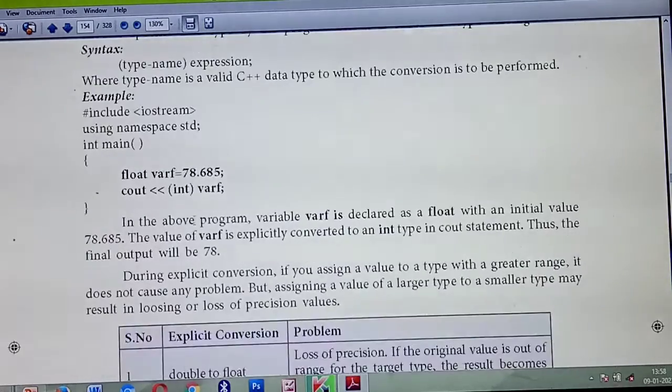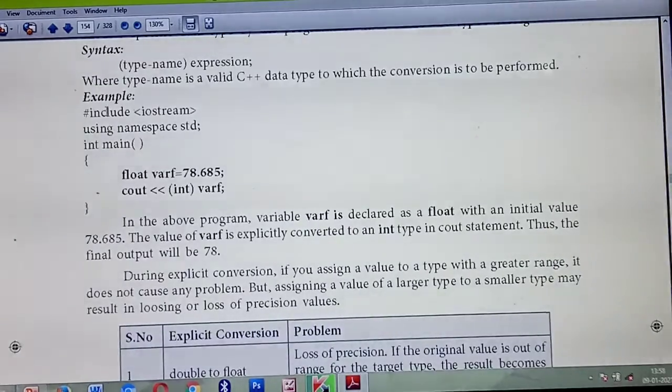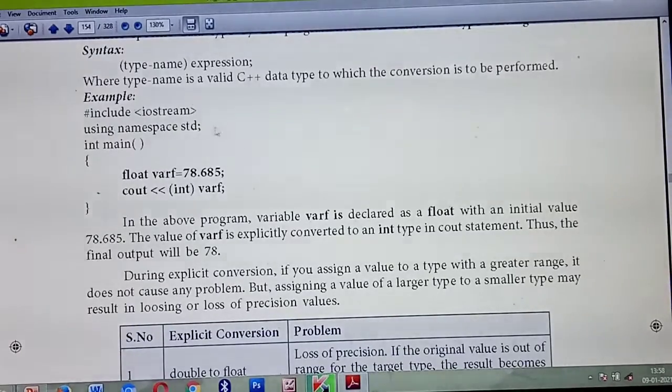Understood? See this example. What's the first line? #include <iostream>. Next one is using namespace std. Then main(), listen here, float variable f = 78.685. The programmer is going to convert this float data type into some other data type. For that you are giving a variable f. The float is declared with the variable f, so variable f equals a particular number.